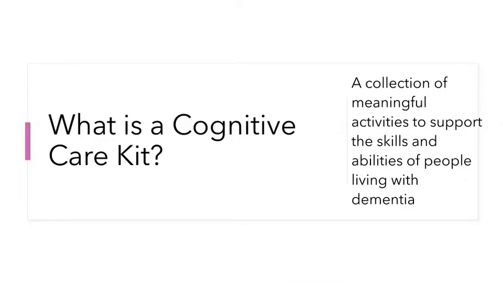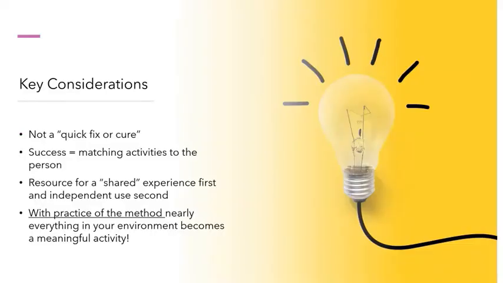Finally, this leads us into the cognitive care kits. What are they? They are a collection of activities to help support the skills and abilities of people living with dementia. Before we get into the nitty-gritty of the kits themselves, here are some key considerations. The first is, the kits are not a quick fix or a cure.